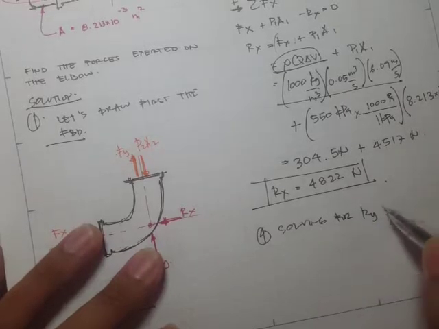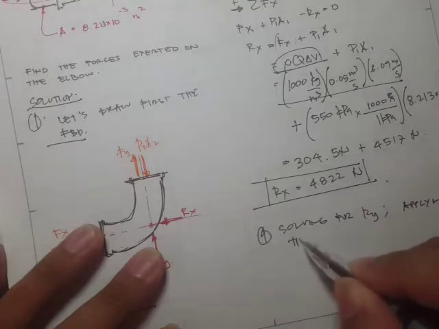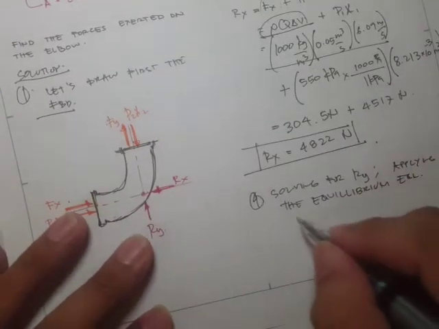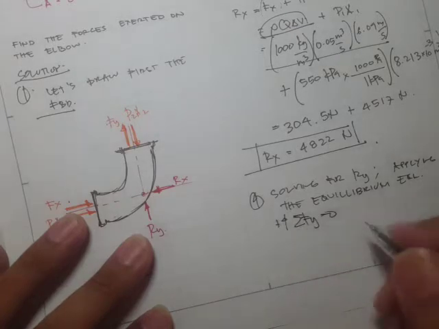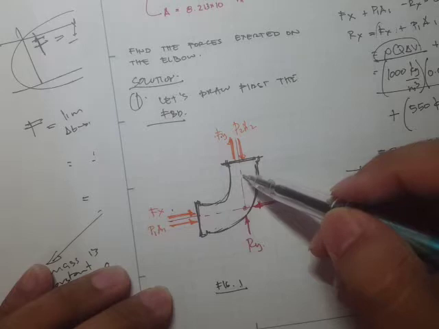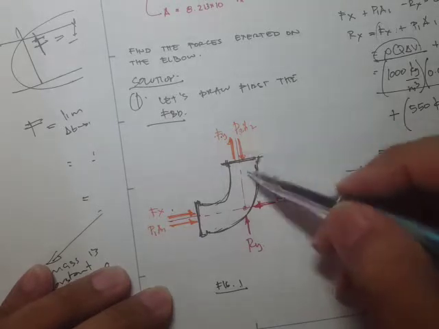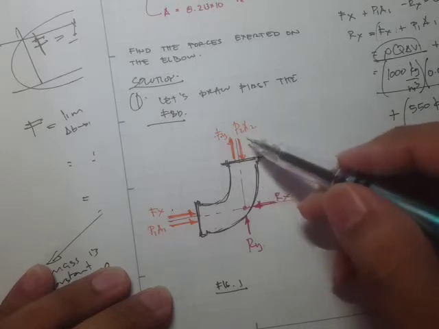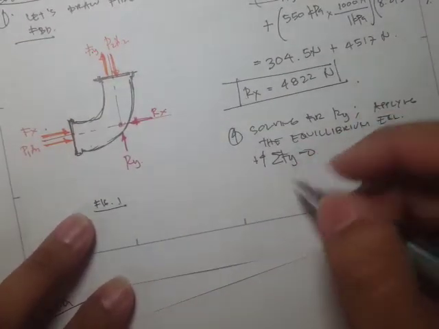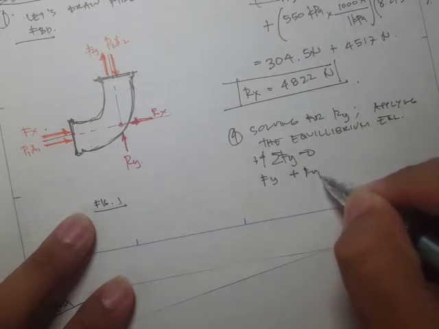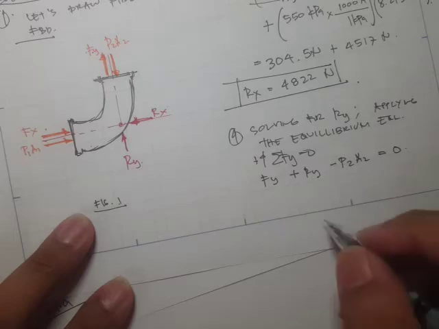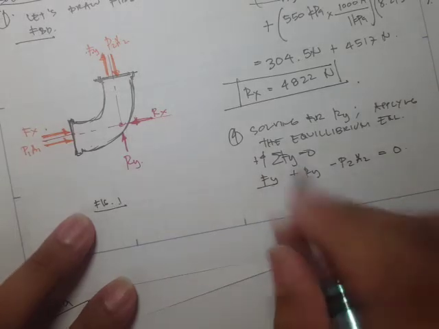For R sub y, applying the equilibrium equation, the summation of forces in y is equal to 0. Therefore this is our y: the Fy, the force due to the motion of the fluid, and the pressure force, which is going downwards. Okay, that's the pressure force, and then our R sub y. So Fy plus R sub y minus the pressure force is equal to 0.